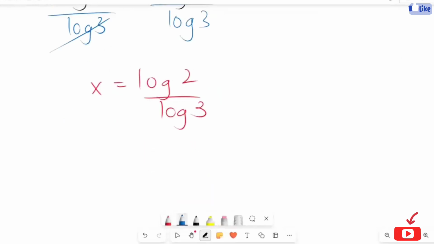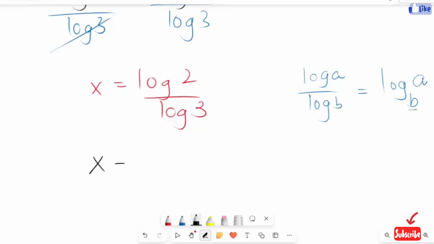Here I am going to use the logarithm rule: log of a over log of b is equal to log base b of a. So this denominator turns to the base. So this expression turns to x is equal to log base 3 of 2.